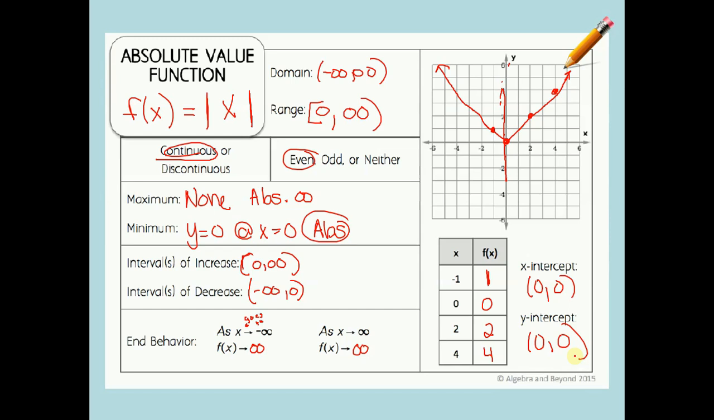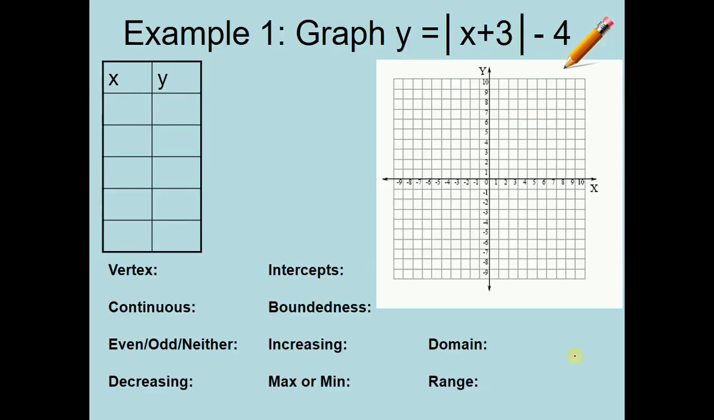So keeping in mind, this is what the parent looks like. All graphs of absolute value should be a V. Some of them might be moved around, they might be a little skinnier, they might be flipped, a bunch of different things. So let's take a peek at how to graph with a table.